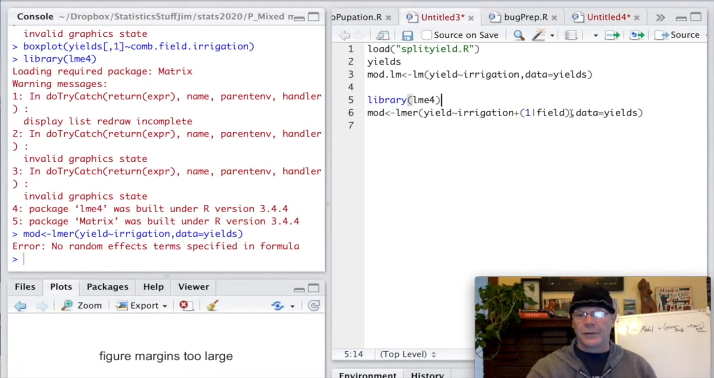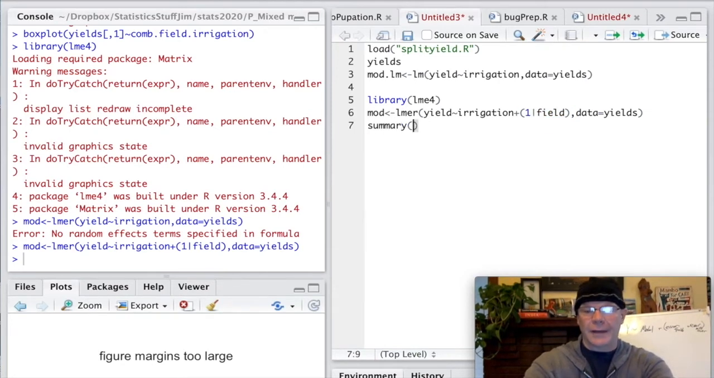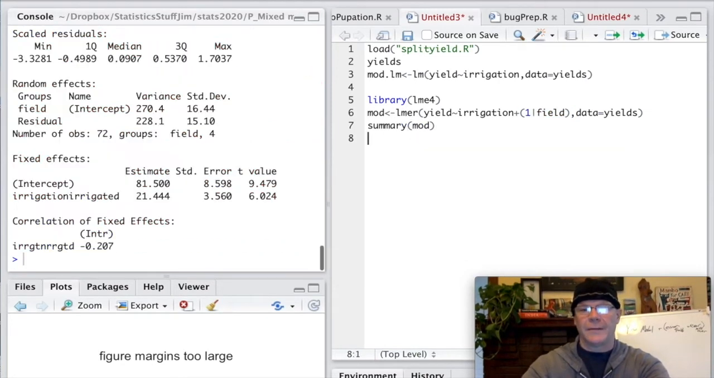Okay. And what this piece of syntax right here is telling R is that we would like to model this as a mixed effects model, and we would like each field to have its own intercept. And this is how we will account for that random effect. So I will go ahead and say mod. Now I don't get an error message because I have put this term in there, and let's take a look at our mod.